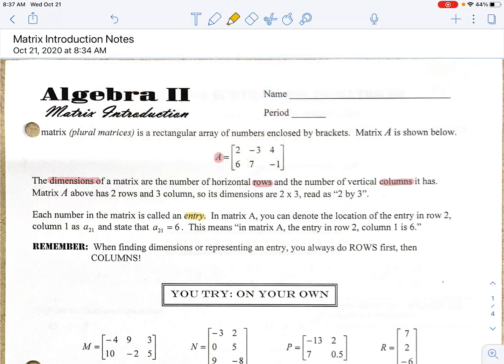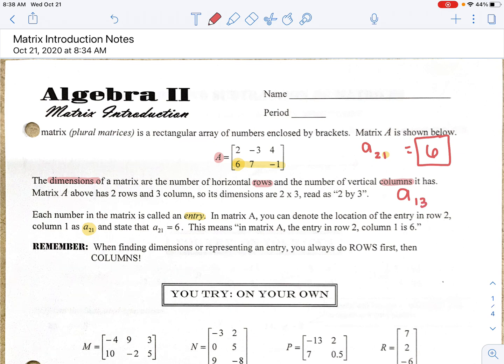The second thing is we're going to figure out what an entry is. In matrix A, you can denote an entry by the row and then by the column. Here's an example, A2,1. It goes in the same order as the dimensions, so it's row first and then column. The 2 is talking about row 2, so I'm in row 2. Then the 1 means column 1, which is the first number right there. So A2,1 would be 6.